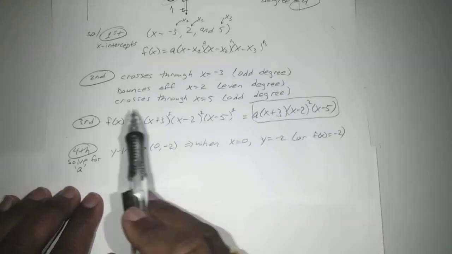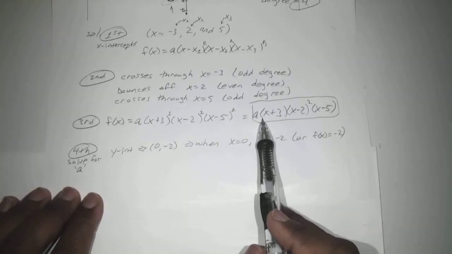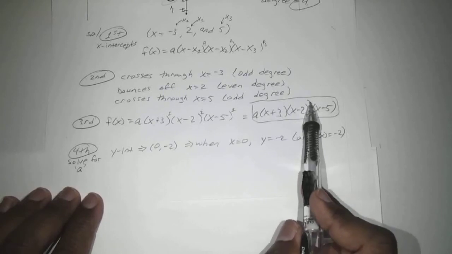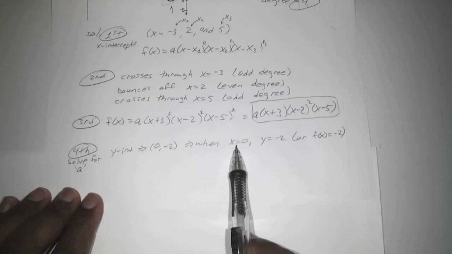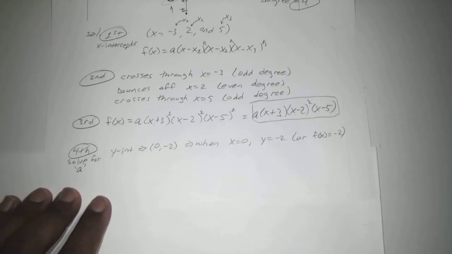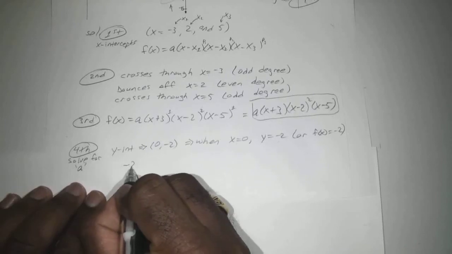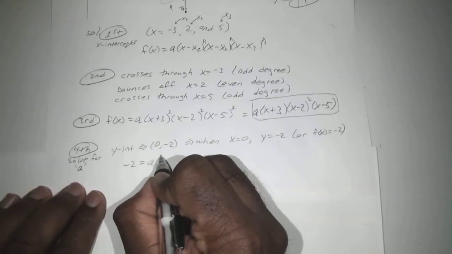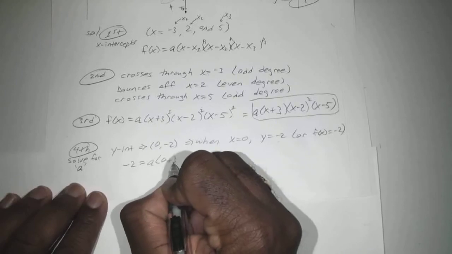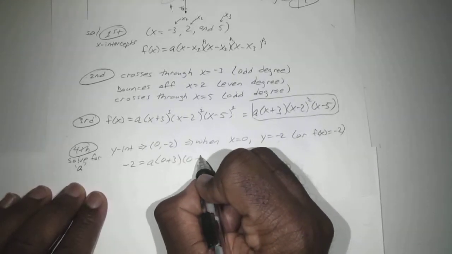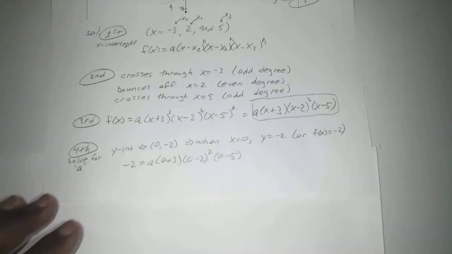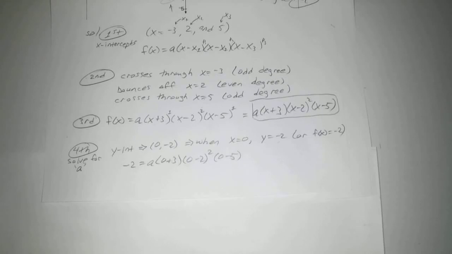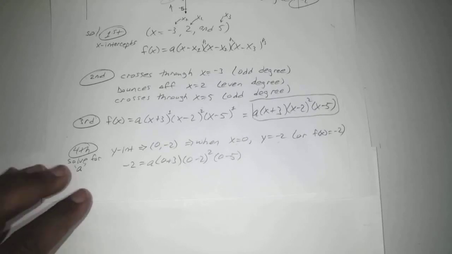Okay, so that means we get our f of x equals a times x plus 3 times x minus 2 squared times x minus 5. Replace our x with 0 and our f of x with negative 2. So that gives us negative 2 equals a times 0 plus 3 times 0 minus 2 squared times 0 minus 5. Does that make sense? Okay. So now we have all the other variables gone. We can solve for a.